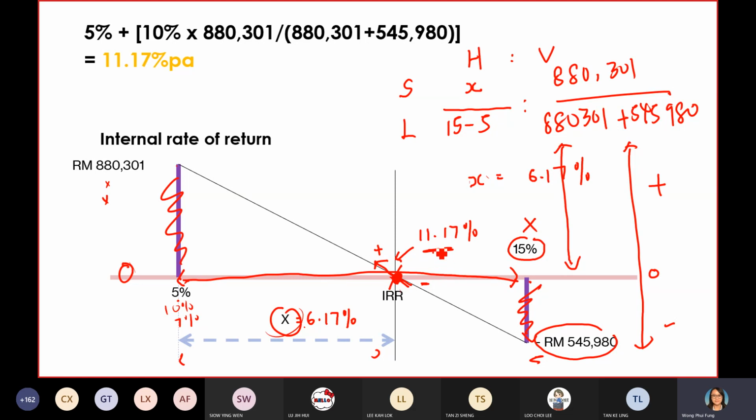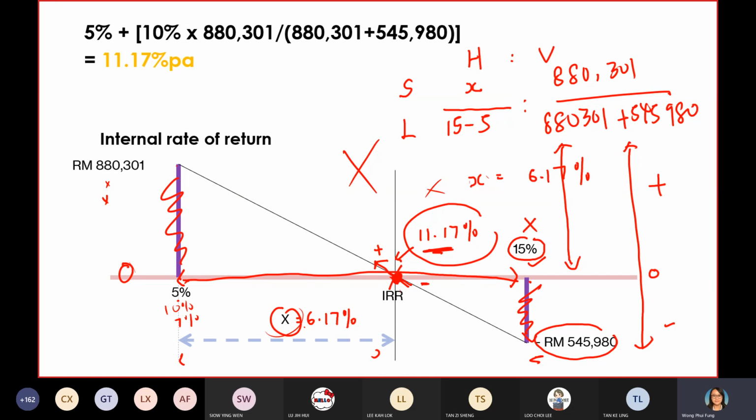So it actually depends on whether the client can accept this 11% or not, or the client has a better option which can achieve 15%. Then the client might abandon this project and choose option B. So this calculation gives an indication to the client to choose which option is better. If the client can accept 11%, also not bad, then the client might proceed to purchase. But if the client thinks 11% is too low and still wants 15%, then they might abandon this project and choose option number 2.